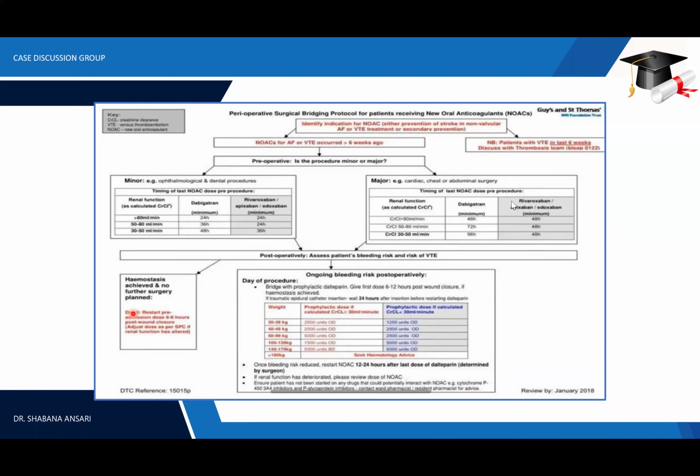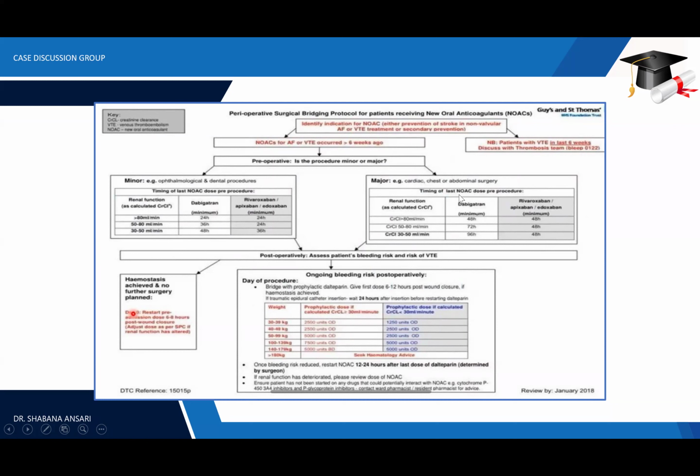And in the exam, it was rivaroxaban. So now we will see rivaroxaban and the creatinine clearance. The creatinine clearance was less than 25. That box is not given here, but 30 to 50 is given. If it was given as less than 30, that would have been more appropriate. And we are only going to stop the rivaroxaban 48 hours before.